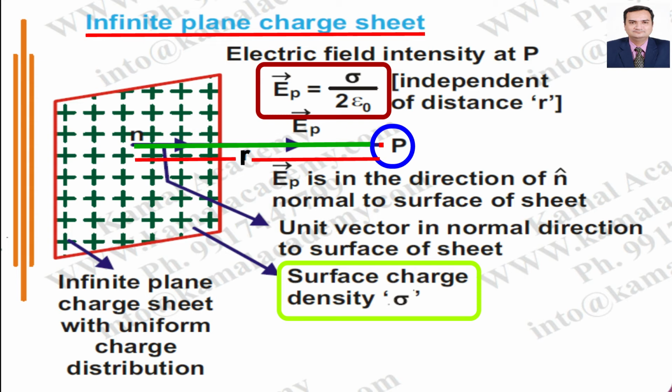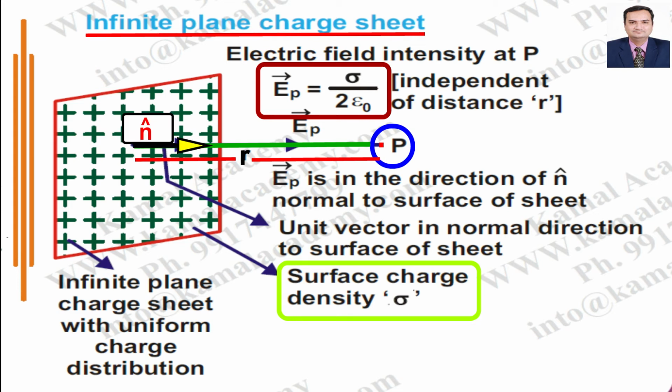From the equation, it is evident that this electric field intensity at point P is independent of the distance of point P from infinite plane charge sheet. So whether the point P is closer to the sheet or far from the sheet, the electric field intensity will remain the same. Higher is the surface charge density sigma of the sheet, higher is the electric field intensity at the point. Hence, electric field intensity at a point depends on the surface charge density of infinite plane charge sheet and is independent of the distance of the point from the charge sheet.